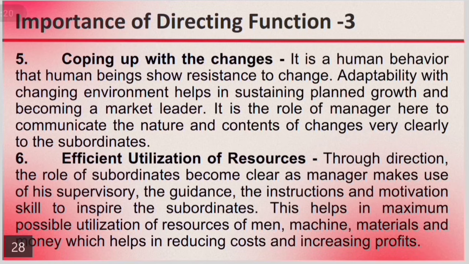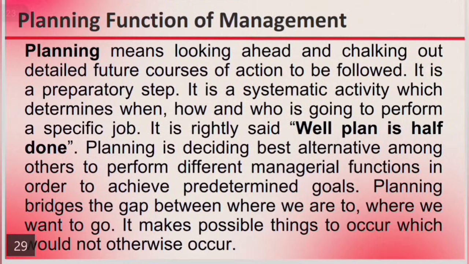Number 6. Efficient utilization of resources. Through direction, the role of subordinates becomes clear as the manager makes use of his supervisory, guidance, instruction and motivation skills to inspire the subordinates. This helps in maximum possible utilization of resources of men, machines, materials and money, which helps in reducing costs and increasing profits.